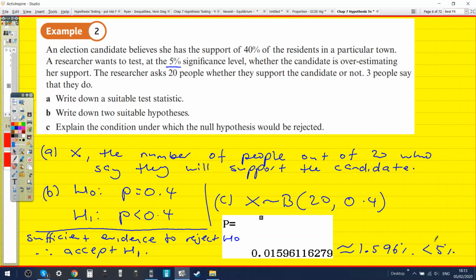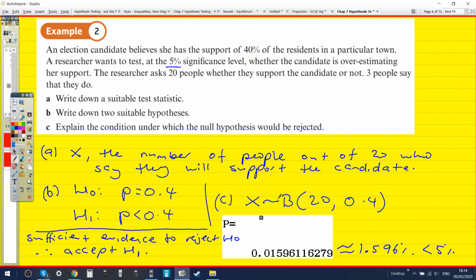We wanted something that happened less than 5% of the time. It did, so it's very unlikely that this happened by chance. It seems that they have been overestimating her support. So in general, X is the number of people out of 20 who say they support her. So the null hypothesis is that the probability of someone saying that is 0.4. Alternative hypothesis is that she's overestimating it, and so it's less than 0.4 probability.